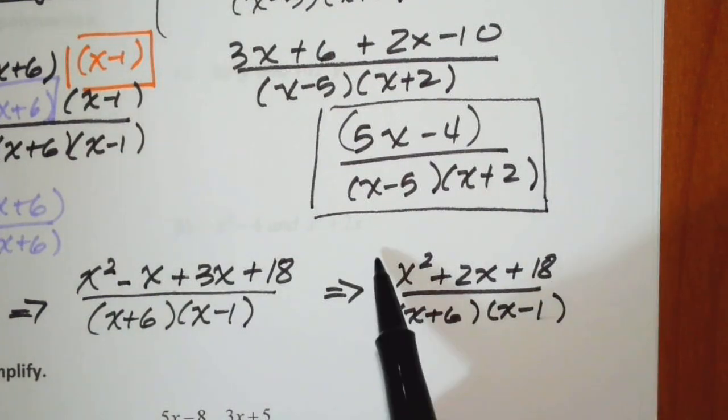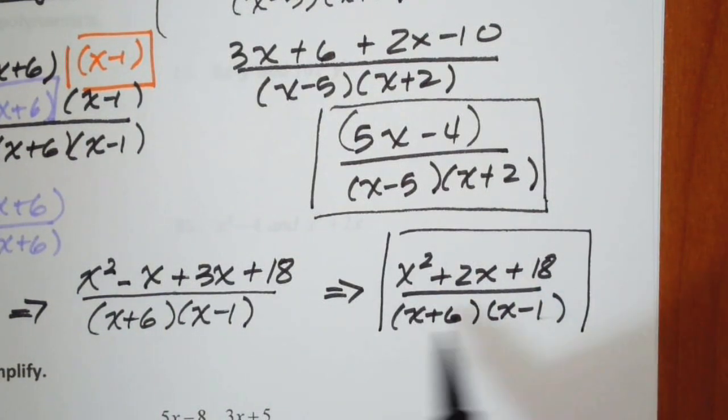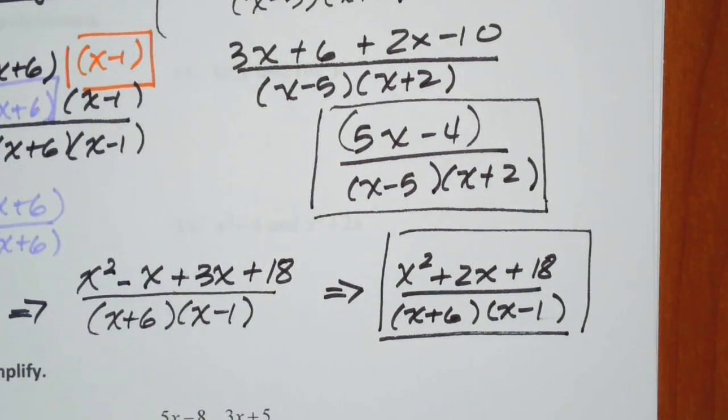That can't be factored. So you're done. And the answer on the key is wrong. It says x squared plus 4x. Okay, good place to stop.